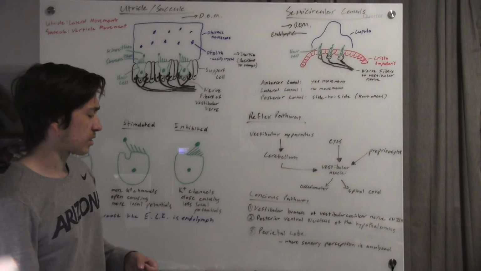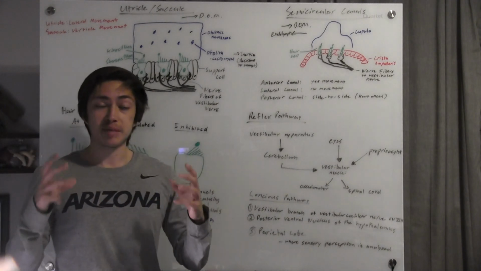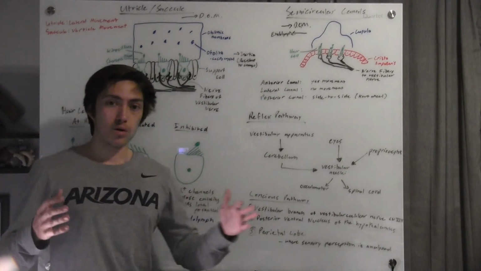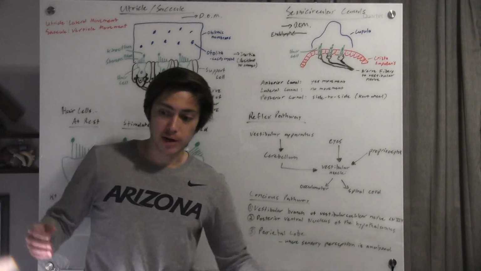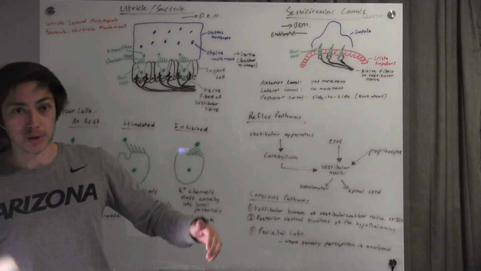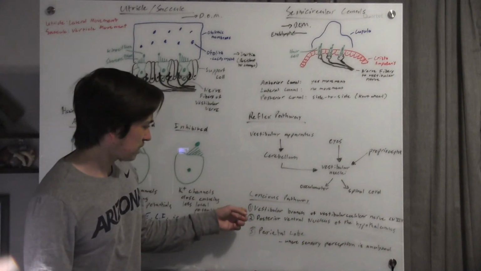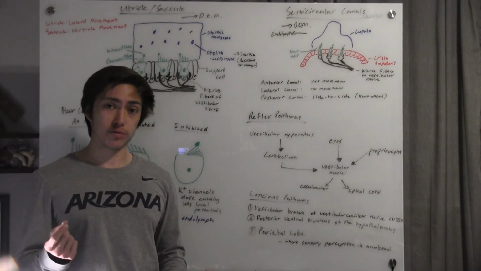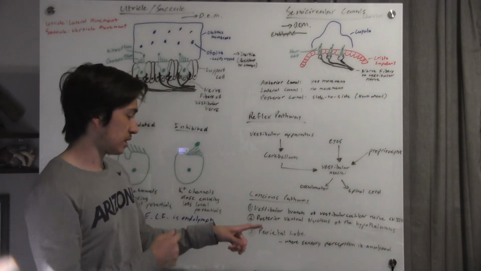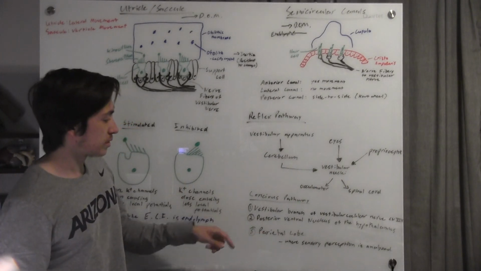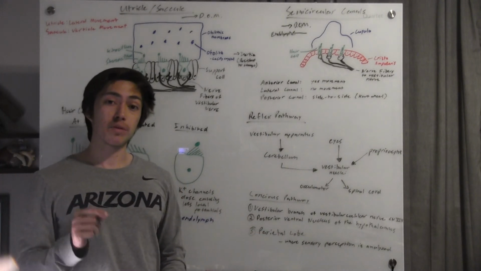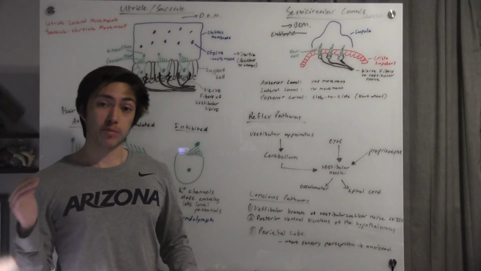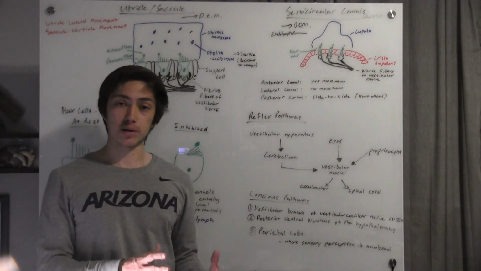As for our conscious pathway, this is what we're actually going to be thinking during this time. Oh, I'm moving to my right now. Oh, I'm moving to the left right now. You know? So this is going to come from the vestibular branch of the vestibulocochlear nerve. Then that's going to be transported to the posterior ventral nucleus of the thalamus. And from there, it's going to be transported to the parietal lobe.